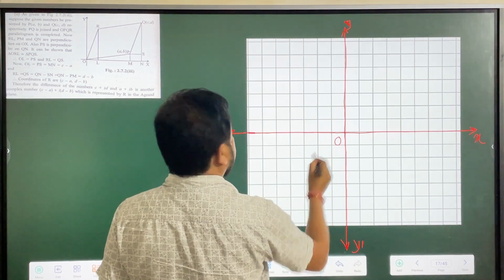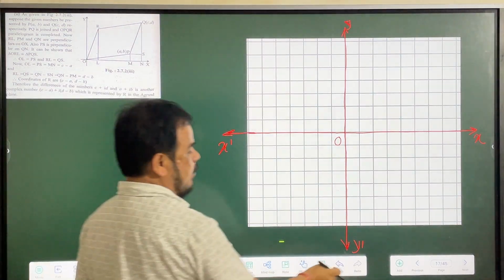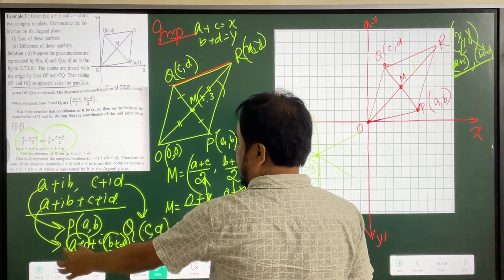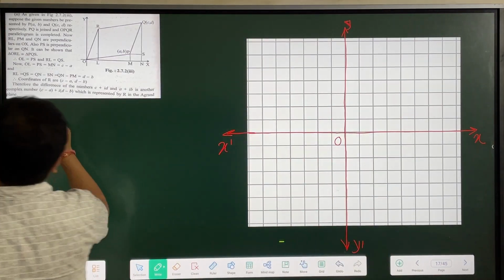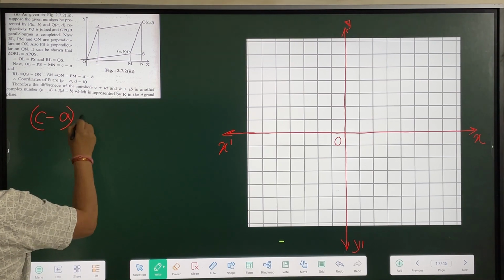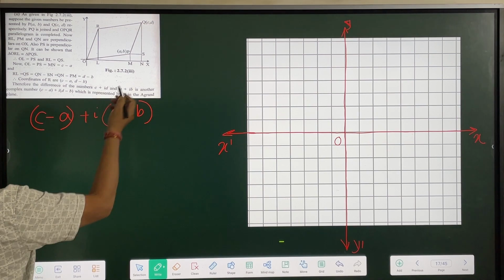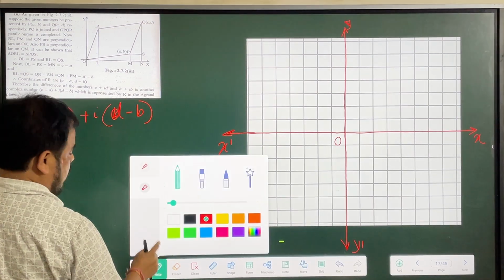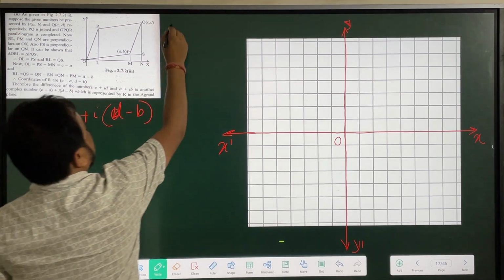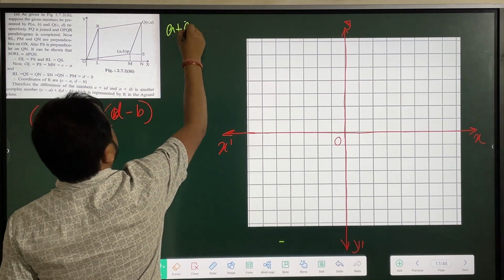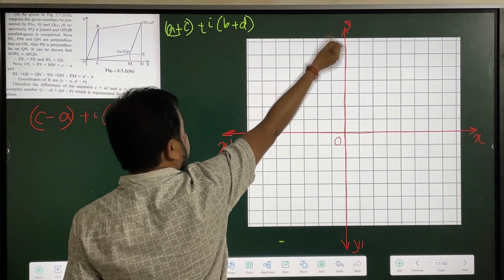This is difference. So previous sum, what we have got? A plus C, B plus D. Now we will get C minus A, D minus B. Previous one we have got A plus C, B plus D, which we have shown in R.